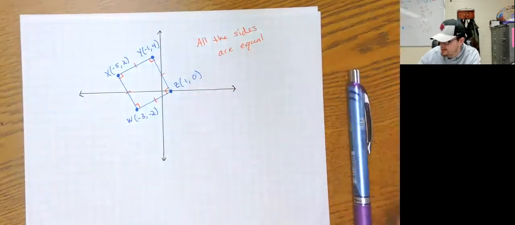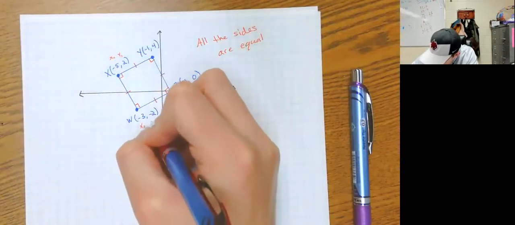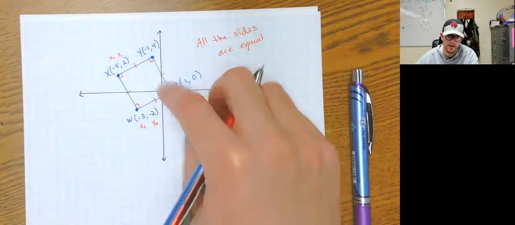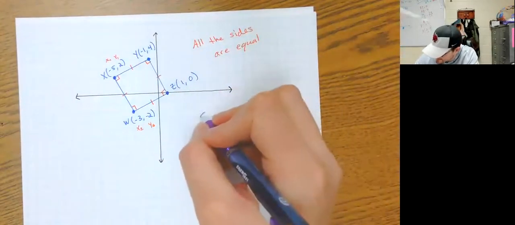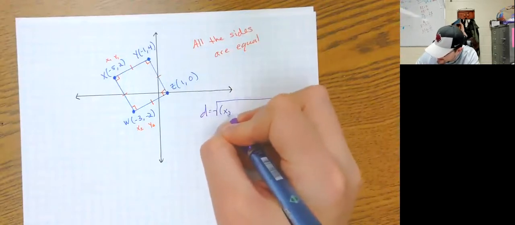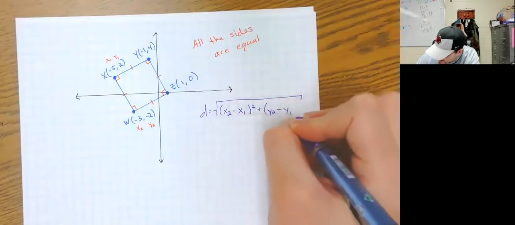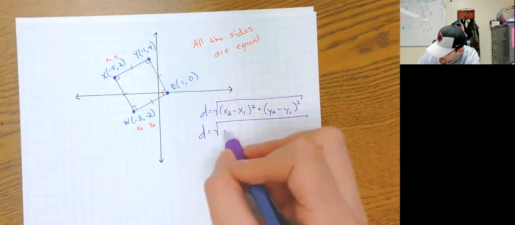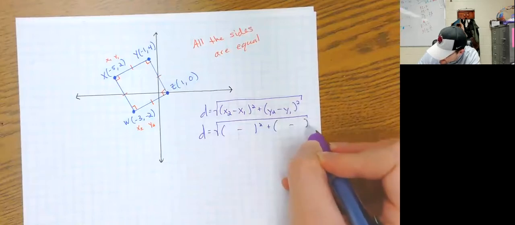So what I'm going to do actually is let's identify. This will be x1, y1, and this will be x2, y2. Again, doesn't matter. I could have done any of the sides, but I'm going to do this one. So distance equals the square root, and this is the last problem of the video, by the way. x sub 2 minus x sub 1 squared plus y sub 2 minus y sub 1 squared. You get d equals square root something minus something squared plus something minus something squared.